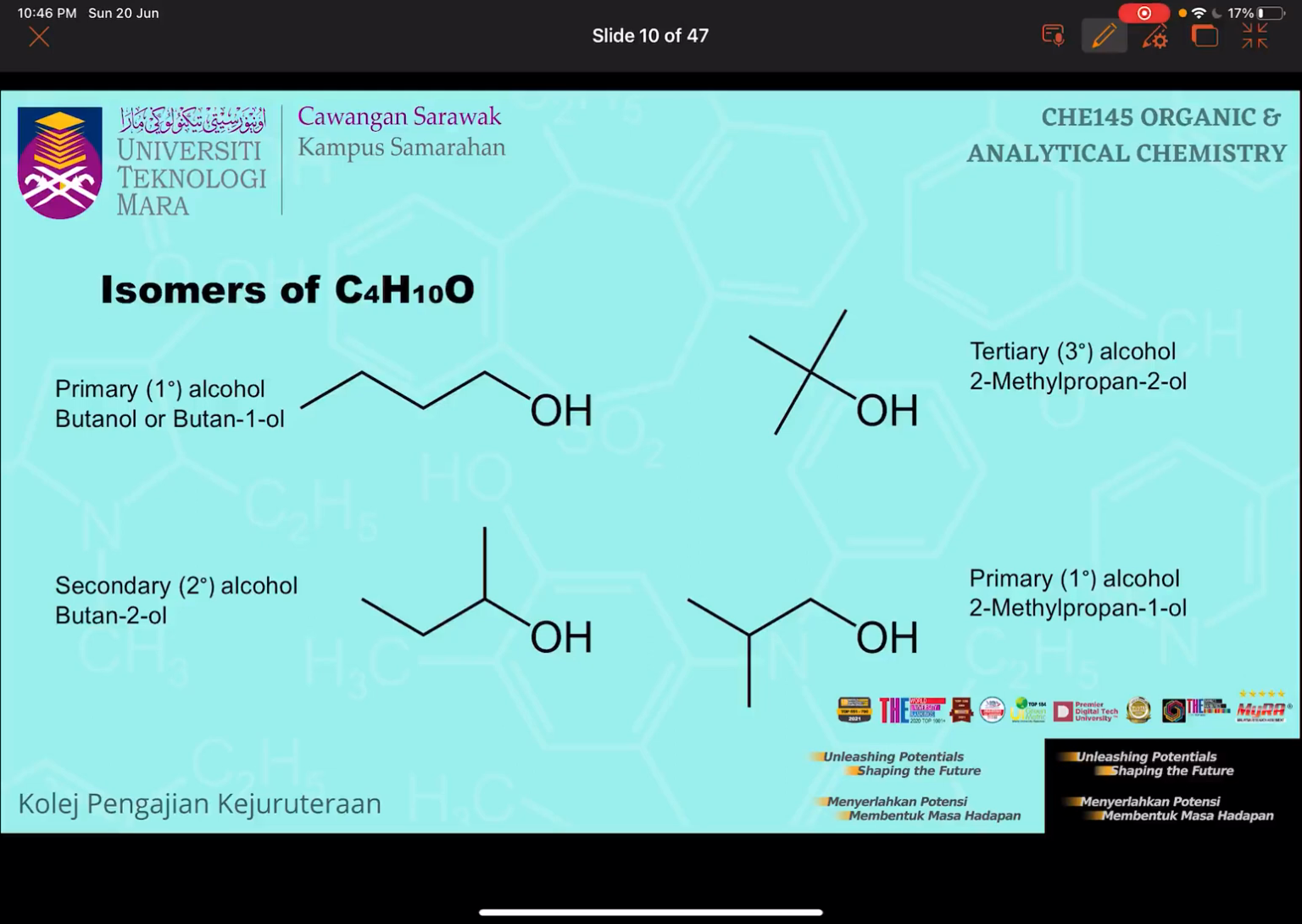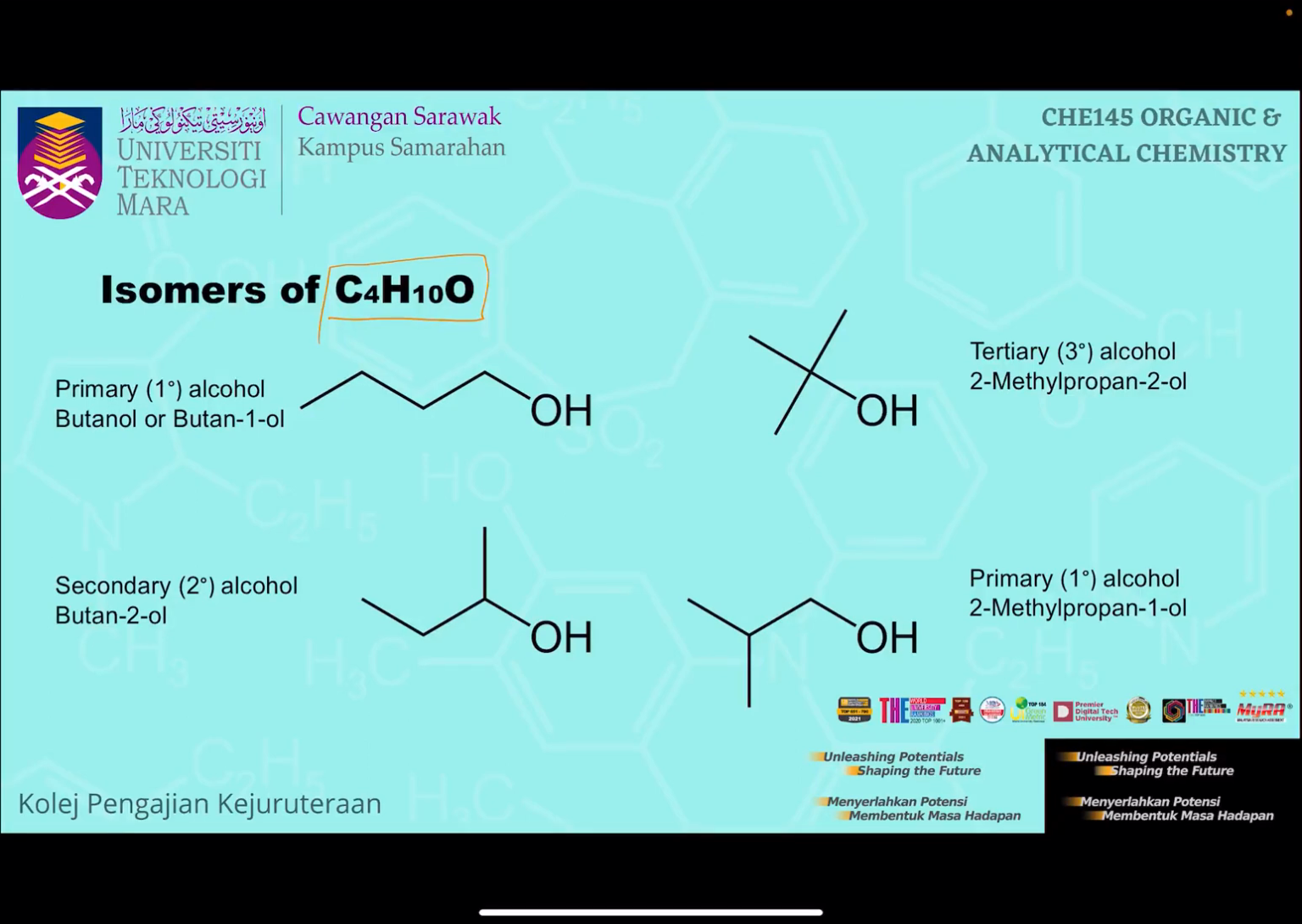An alcohol can also be a form of an isomer. So in this case, we have C4H10. If it is a straight chain, we would identify it as a butanol, or butane 1-ol.